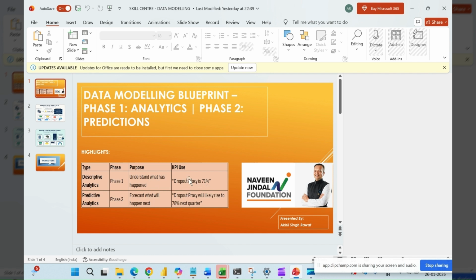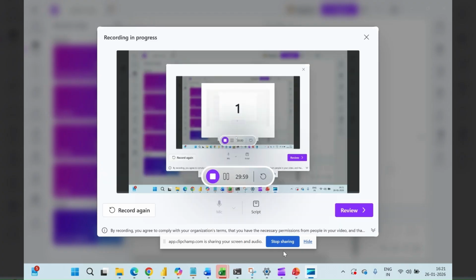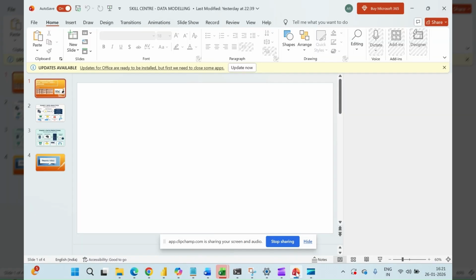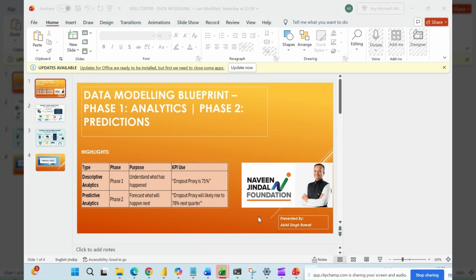the current data. The second phase will be predictive analytics, meaning prediction, the future system. It will forecast what will happen next. It will tell that right now it's 70%, and according to the data, the dropout proxy will likely rise to 78% next quarter. Okay, so let's move to the next slide.